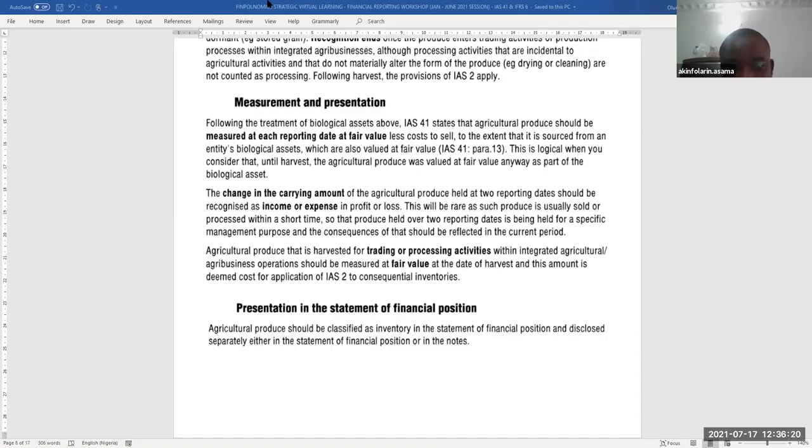Agricultural produce that is harvested for trading or processing activity within integrated agricultural or agribusiness operations should be measured at fair value at the date of harvest, and this amount is deemed cost for the application of IAS 2 to consequential inventories.